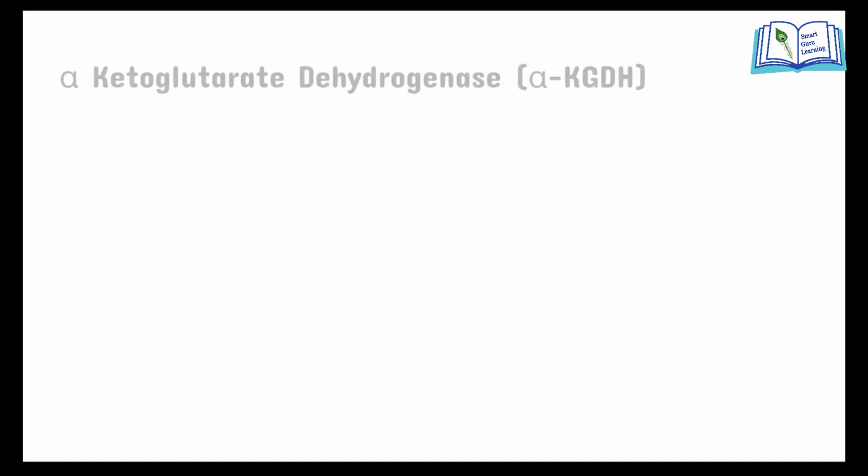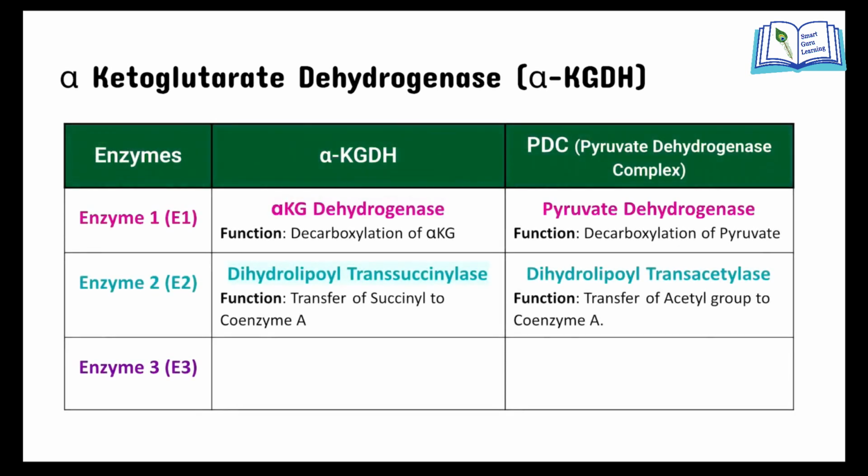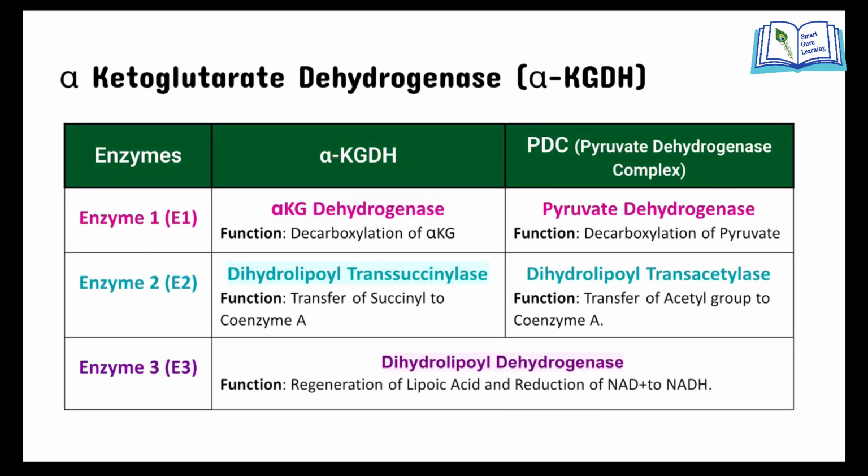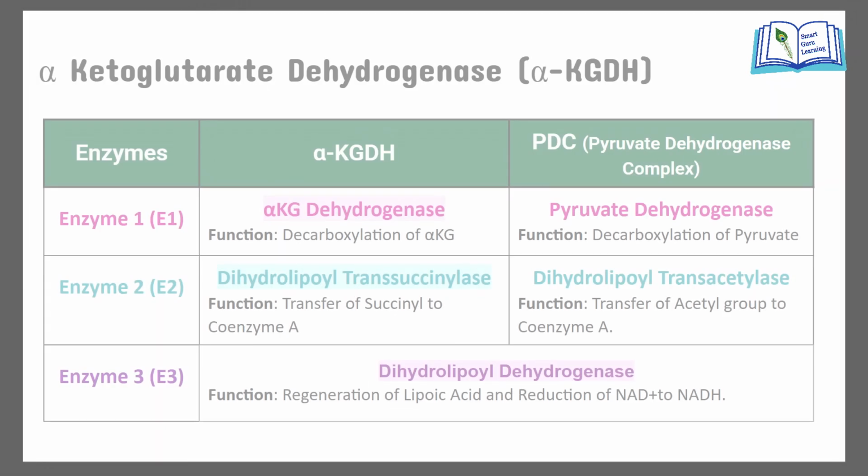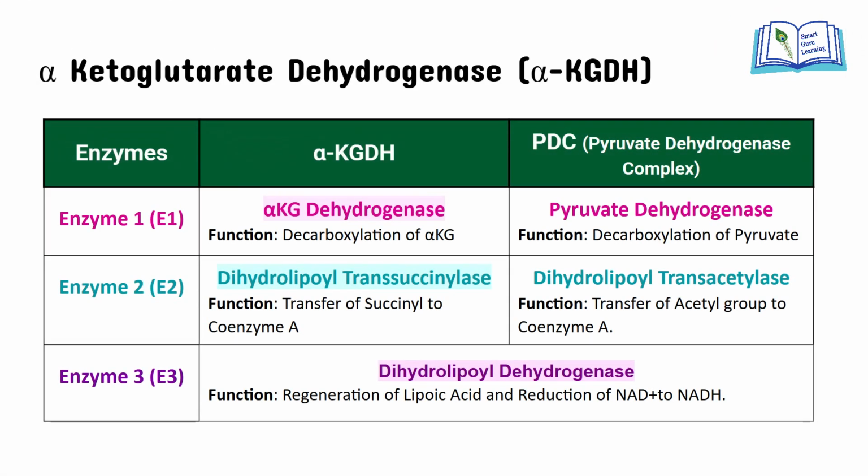Like the pyruvate dehydrogenase complex mechanism, alpha-ketoglutarate dehydrogenase consists of three enzymes. Enzyme 1 is alpha-ketoglutarate dehydrogenase, which decarboxylates alpha-ketoglutarate. In the pyruvate dehydrogenase complex mechanism, enzyme 1 is pyruvate dehydrogenase, which decarboxylates pyruvate.